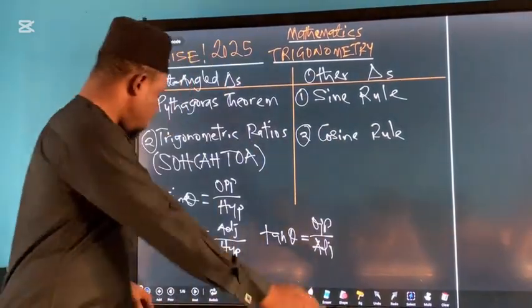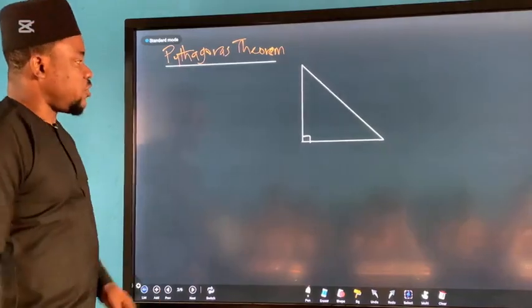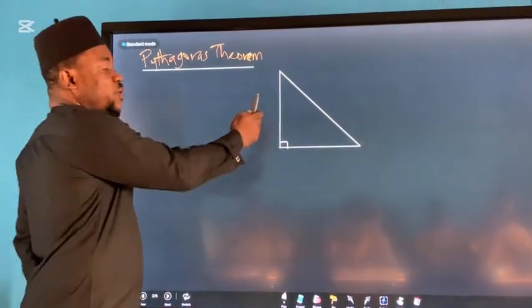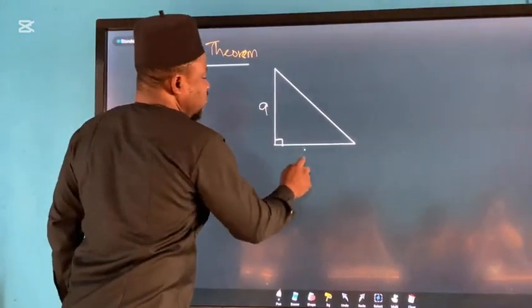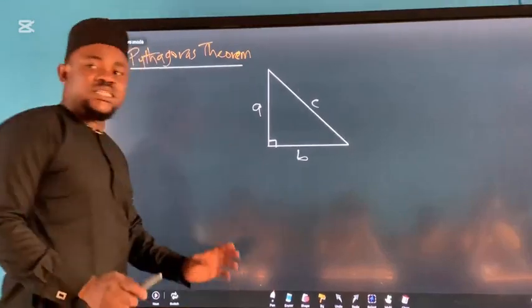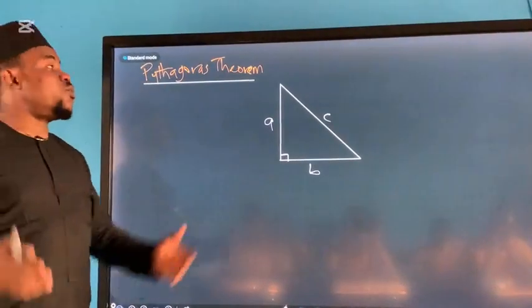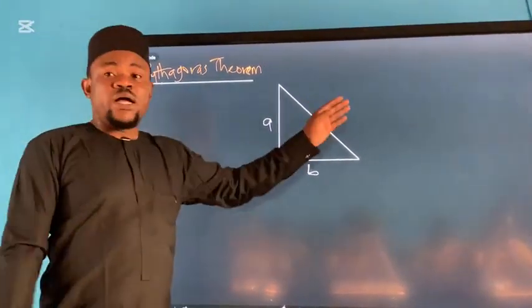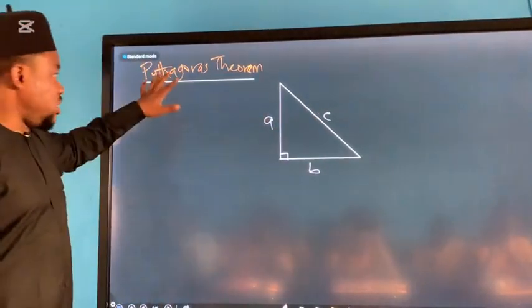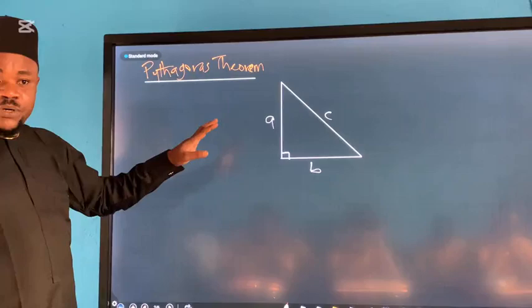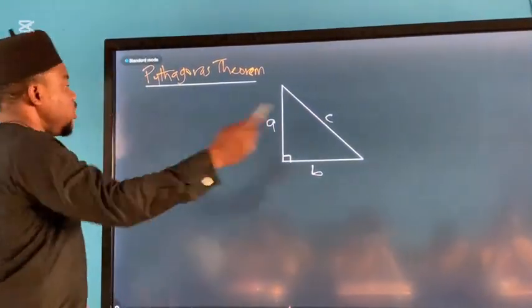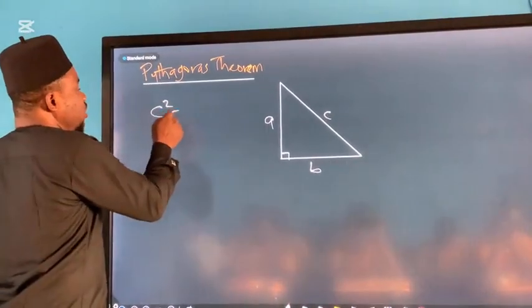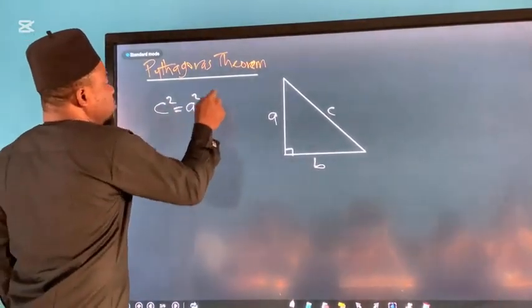Now, let's try Pythagoras theorem. What do I have here? It's a right angle triangle. If all you are given are the sides of the triangle, and the calculation involves just the sides of the right angle triangle, what you think about is Pythagoras theorem. And the relationship for the three sides of the right angle triangle is C squared equals A squared plus B squared.